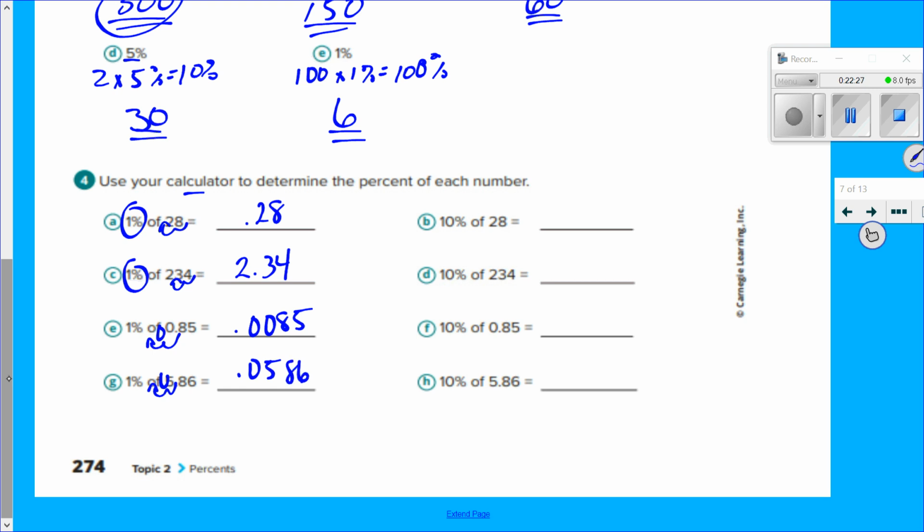1%, I'm moving it twice. 10%, how much am I moving it? Once, because now it's only 1 zero. So now I'm just moving it once. 2.8. 23.4. Once, that 0 now comes after the decimal. Once, the 5 is now after the decimal. Can you see how this becomes easier doing 1s and 5s, or 1s and 10s? Literally, guys, all you're doing in these cases is moving my decimal place.